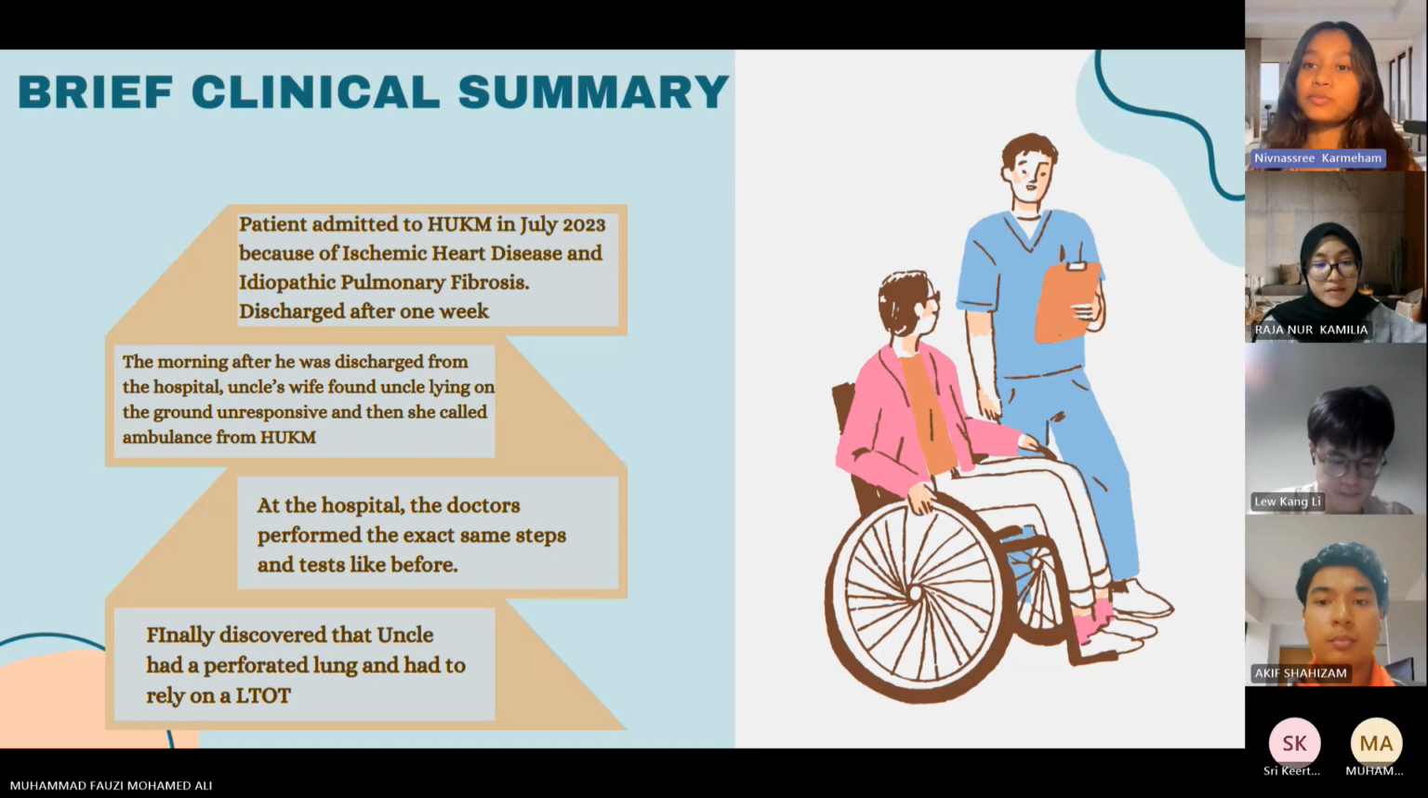At the hospital, the doctors performed the exact same steps and tests as when he was initially admitted. Finally, it was discovered that our patient had a perforated lung and had to rely on LTOT.